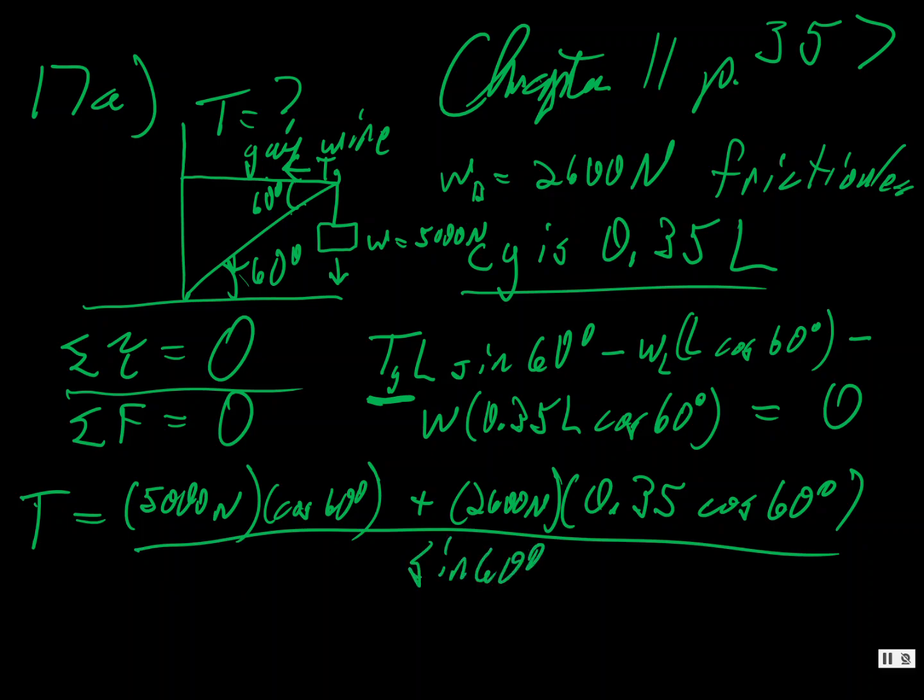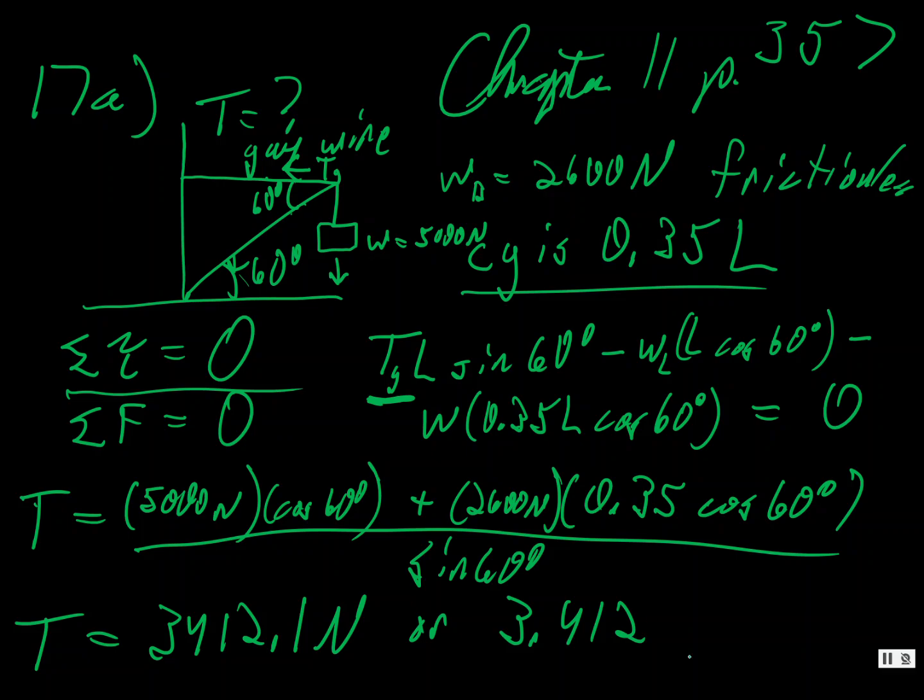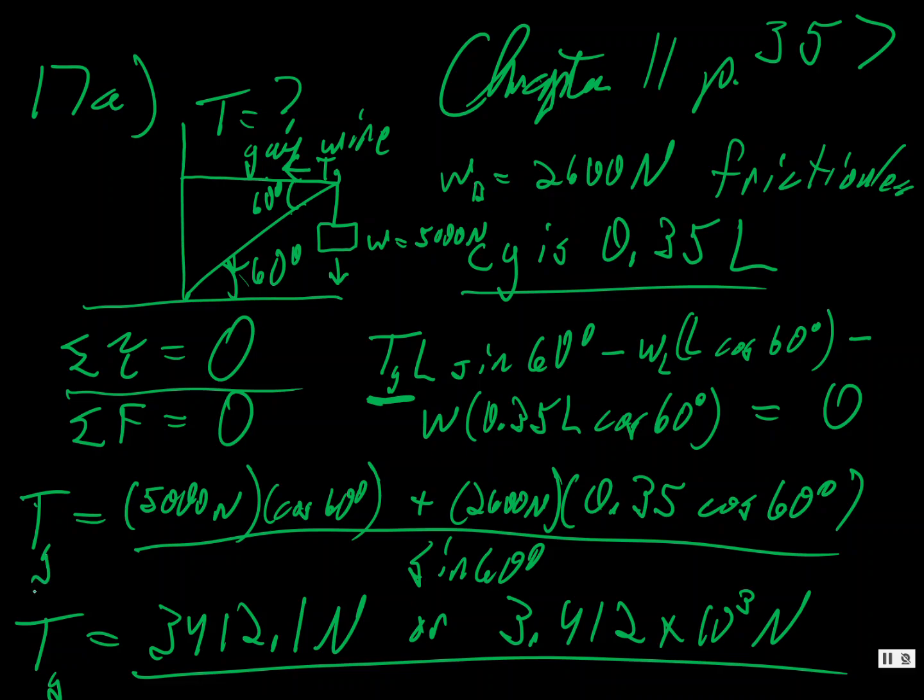Okay. And what do we get? We get a tension of 3.412 times 10 to the third newtons. Okay, so there is part A. So that's the tension in the guy wire. I should have written the G there, okay. And it did say find the tension in the guy wire.